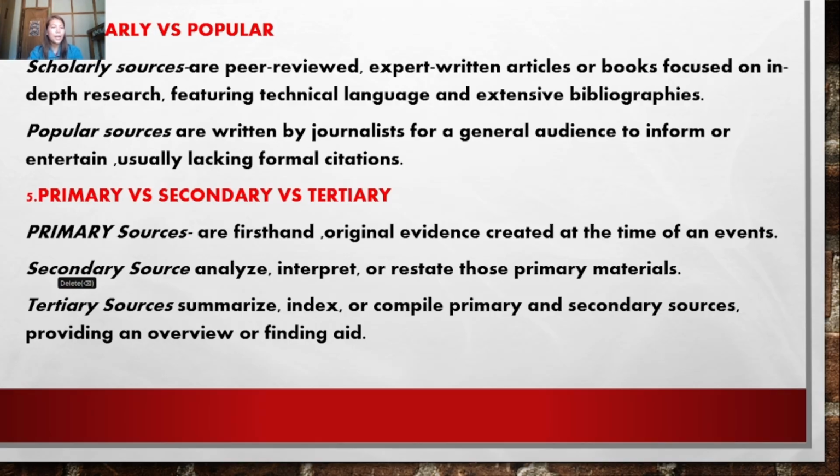Next is primary versus secondary versus tertiary. Primary sources are first-hand original evidence created at the time of an event. Examples are diaries, letters, photographs, raw research data, interviews, and of course creative works. Examples of creative works are novels and poems.